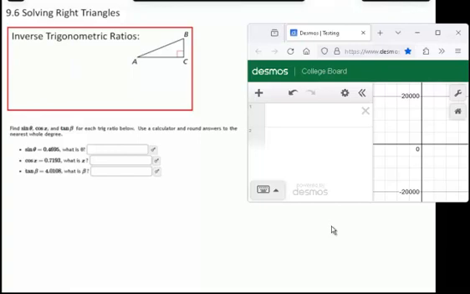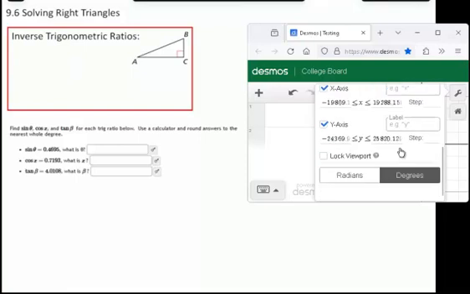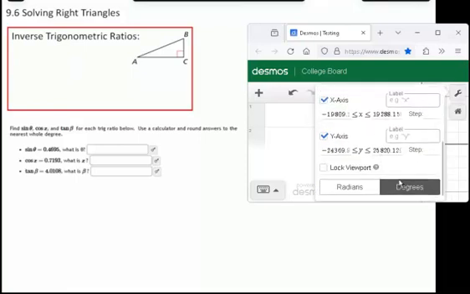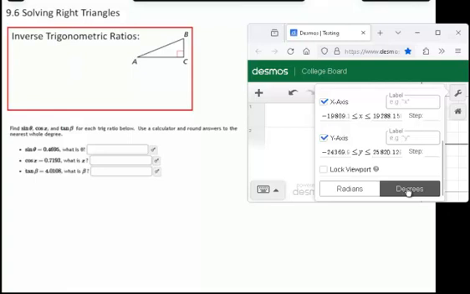Okay, so the very first thing is make sure your calculator is set to degree mode. So if you hit this little settings key here, scroll all the way down, make sure degrees is selected. And while I'm here, I'm just going to reset my grid to be -10 to +10 as well.